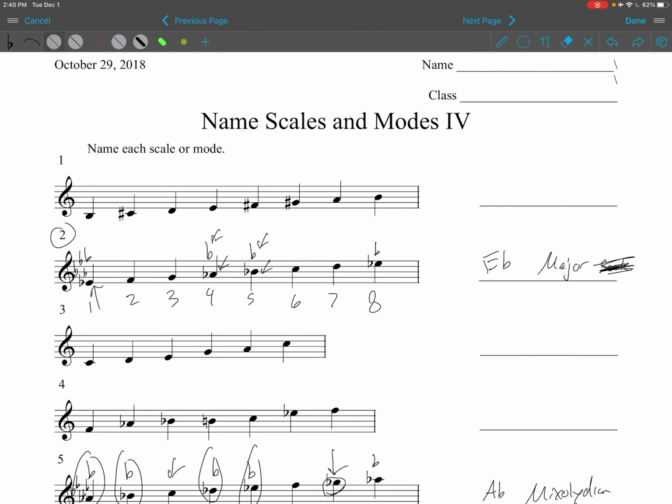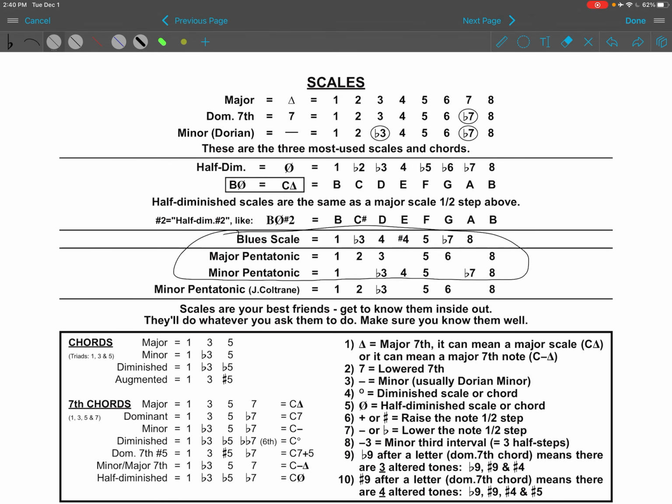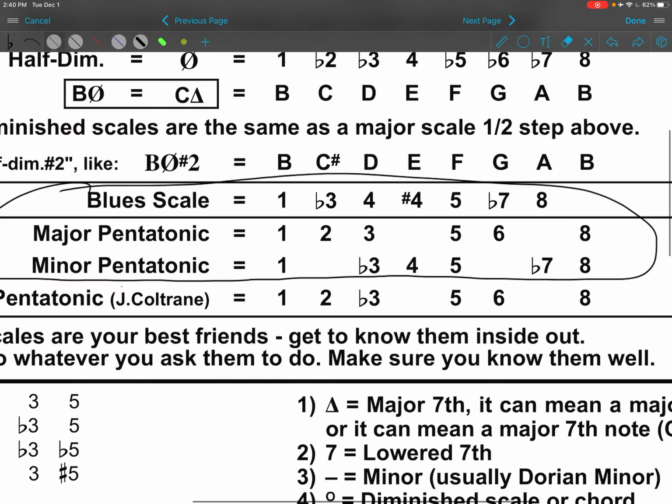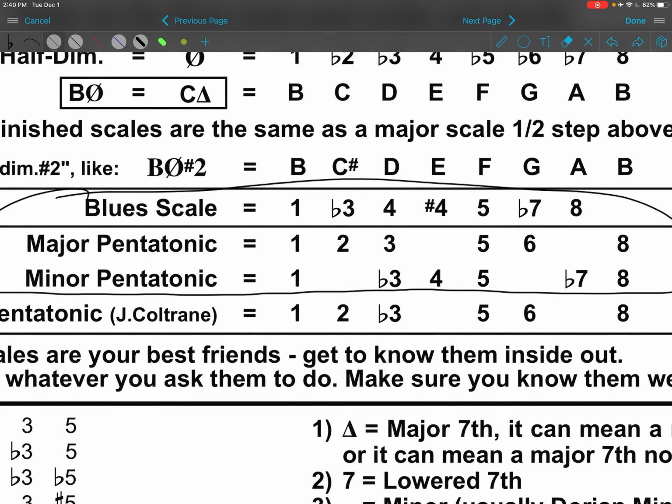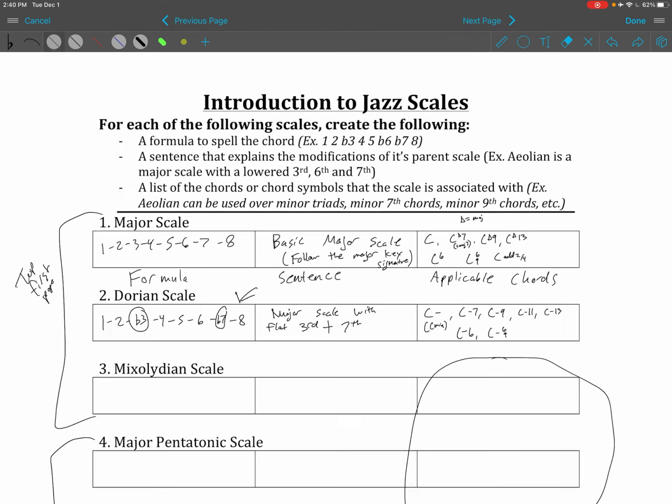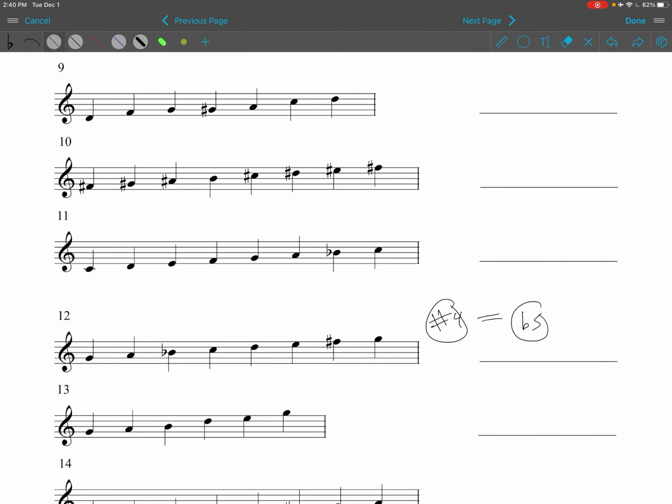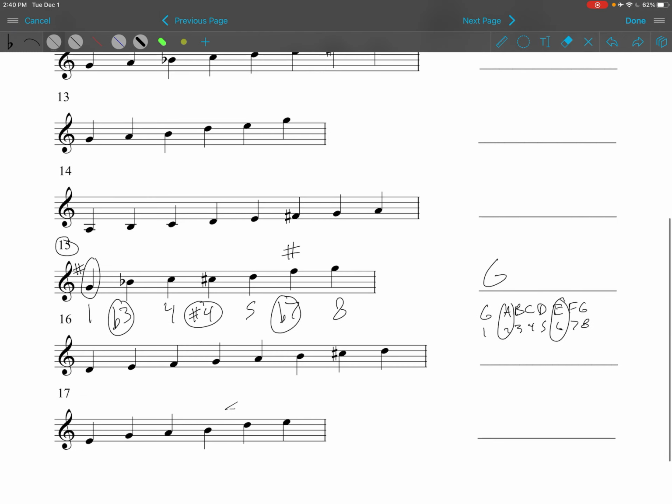So the reason it's good that there's so many rules is because it makes it so specific. So if I look at this first scale right here, guys, this is our winner. This is our blues scale. It's got 1, but no 2. It's got a flatted 3rd and a sharp 4. It's got no 6, and it's got a flatted 7. That's exactly what we need. So this is, in fact, the G blues scale. Or you can just write G blues.